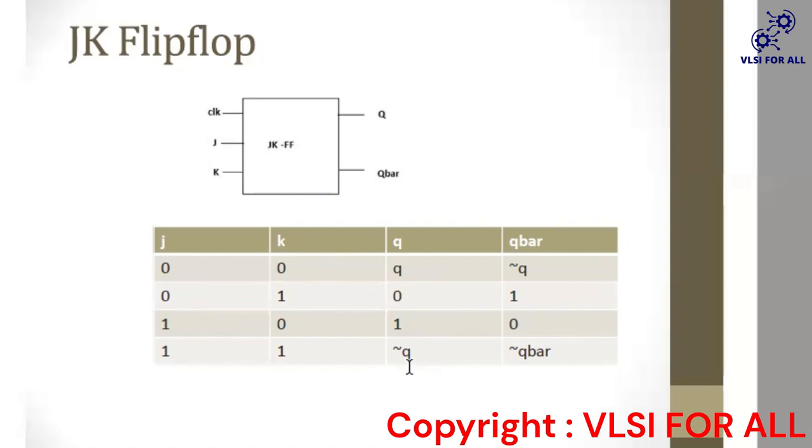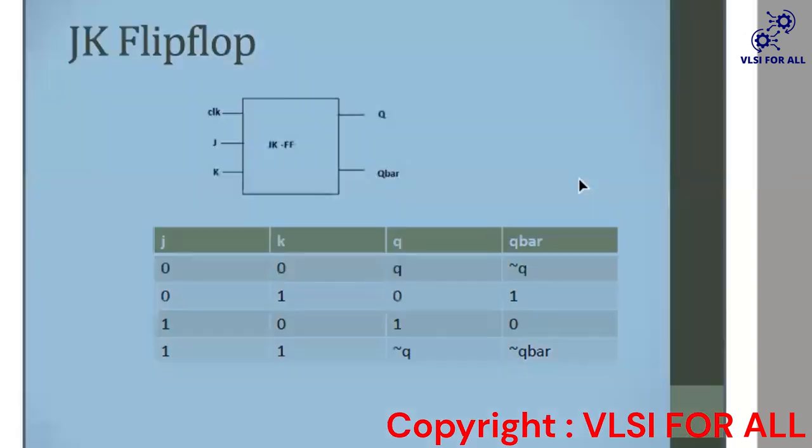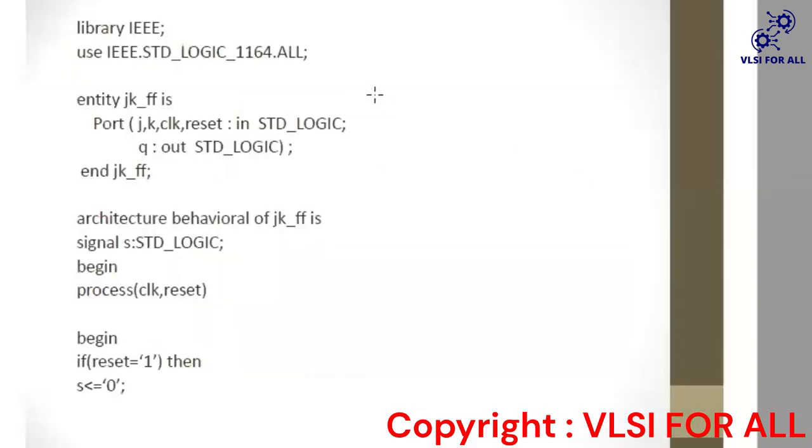So you can say the T flip flop is also included in the JK flip flop. See this condition and this condition. Here it is holding the output, and here it is toggling the output. Now we will try to write the code of the JK flip-flop.